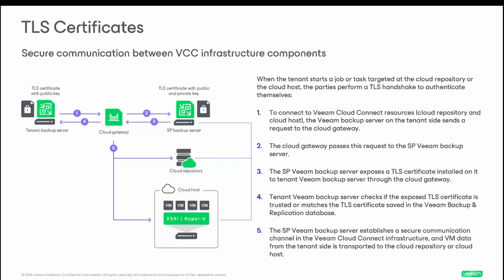Then the tenant VBR server will check if the exposed TLS certificate is trusted or matches the TLS certificate saved in the VBR database. And last, if all is good, the service provider Veeam Backup and Replication server establishes the secure communication channel in the Veeam Cloud Connect infrastructure, and VM data from the cloud tenant can then be transported to the cloud repository or cloud host securely.